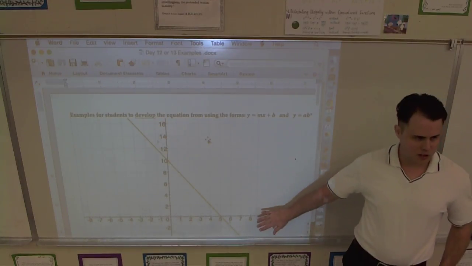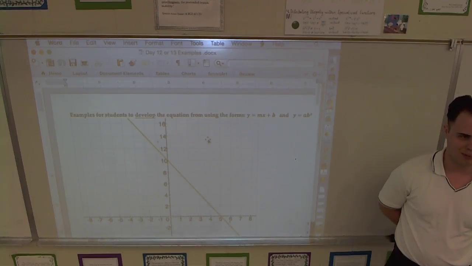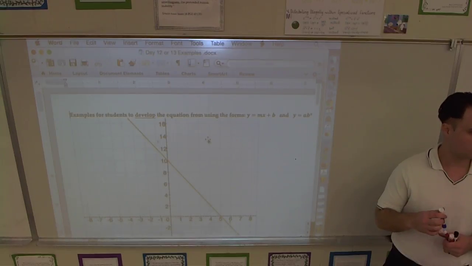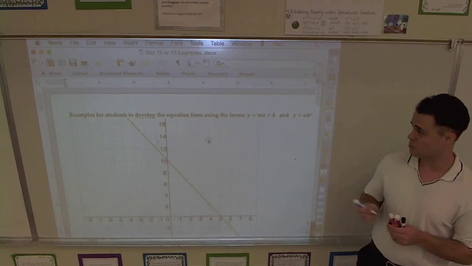So, this is obviously a line. So if I want to write its explicit relationship, I want to use mx plus b, of course. So can you guys help me? What is the b? B is 10. Yes, b's the y-intercept, I agree.